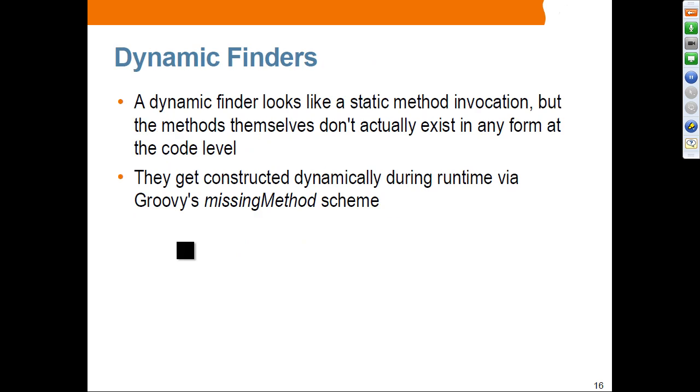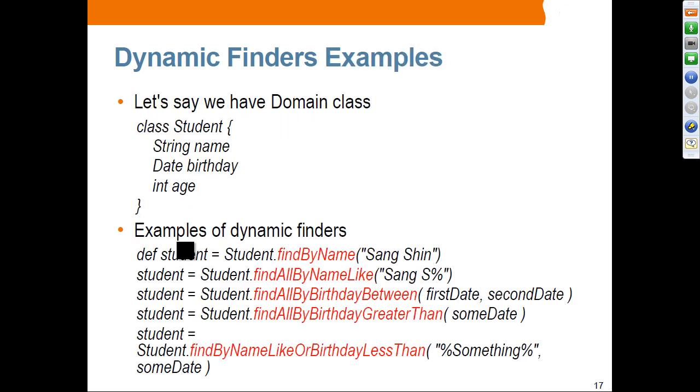Dynamic finder looks like a static method invocation, but the methods themselves do not exist in any form at the code level. So this method gets created during runtime using Groovy's missing method scheme. So yesterday we learned Groovy's missing methods scheme in our Groovy meta programming presentation, right? So these dynamic finders get created during runtime through this missing method.